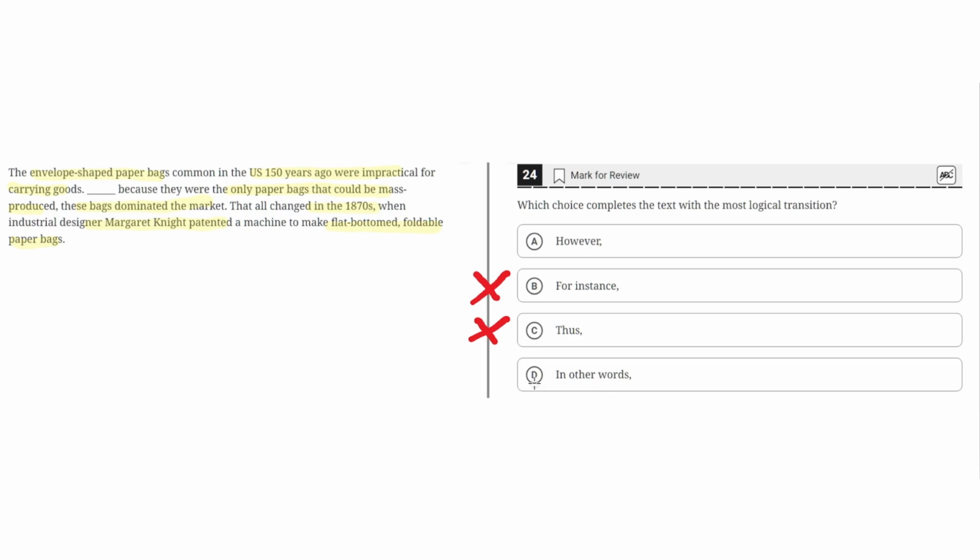D, "in other words." This is incorrect because "in other words" implies that the second sentence will restate or rephrase what was said earlier, but as before this is not the case because the second sentence highlights something new, which is that these paper bags were the only bags that could be mass-produced, and thus they dominated the market. So D, "in other words," does not make sense here. And therefore the correct answer is A.